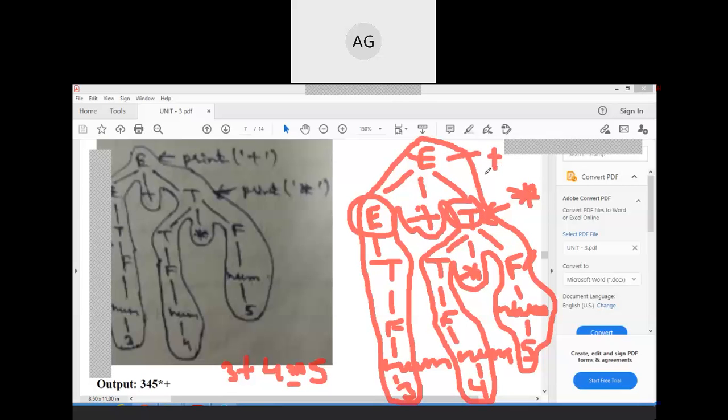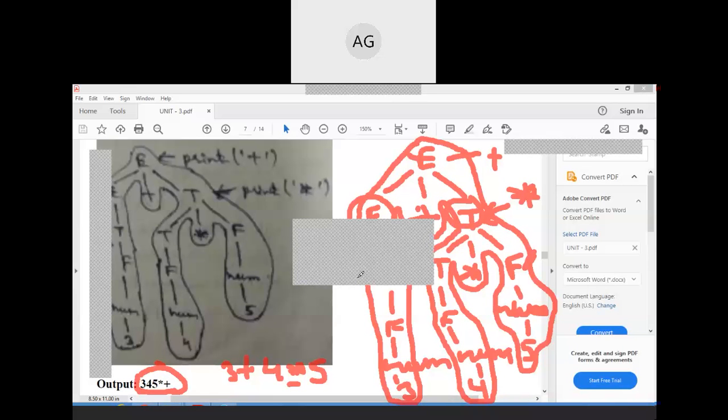Now, as you can see here, if you follow this path, the output is: firstly we have the 3, then the 4, then the 5, and after that we get the multiplication sign, and after that we get the plus sign. So the output is 3, 4, 5, multiplication and plus. I am encircling the output here. All of you can clearly see it.